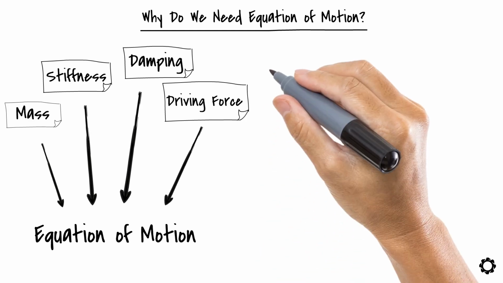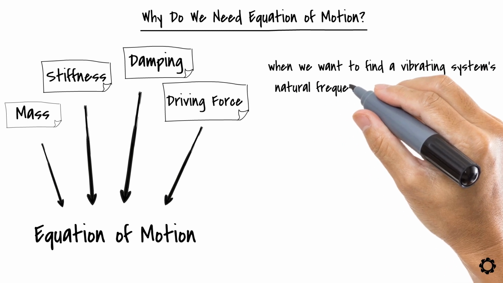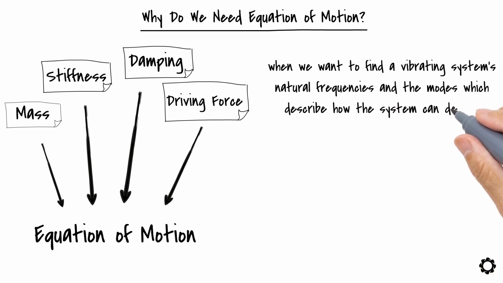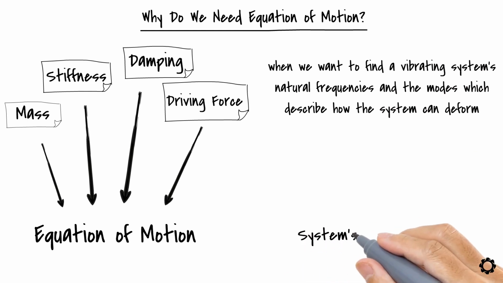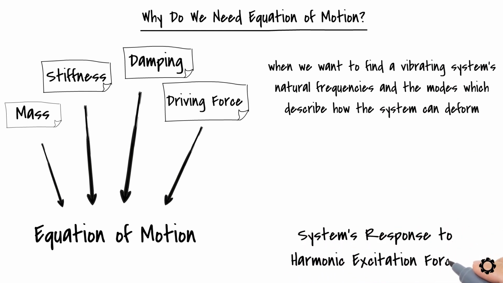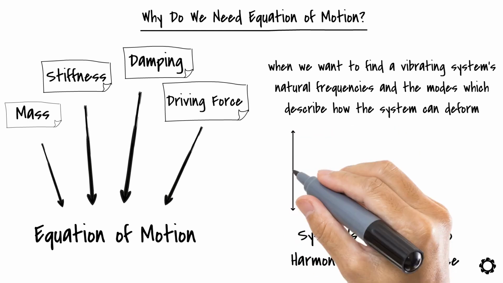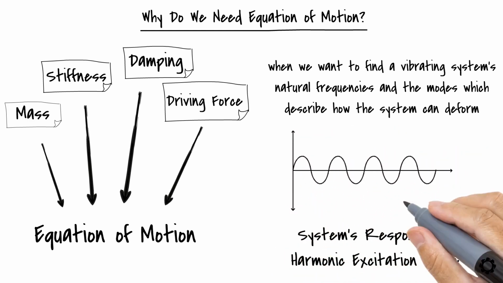There are other scenarios where an equation of motion can be a useful tool to us. One of them is when we want to find a vibrating system's natural frequencies and modes, which describe how the system can deform. Additionally, we can also study the system's response to some applied harmonic external force which induces the system to vibrate if the system's natural frequency is close to the frequency of the excitation force.